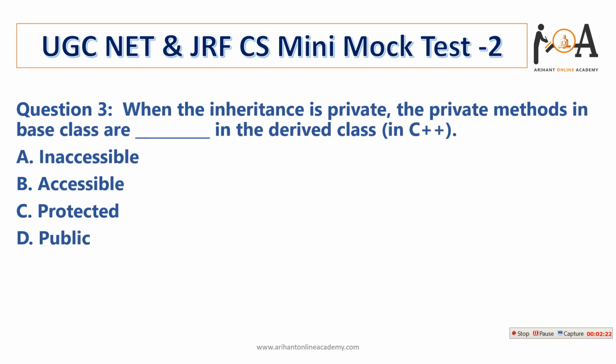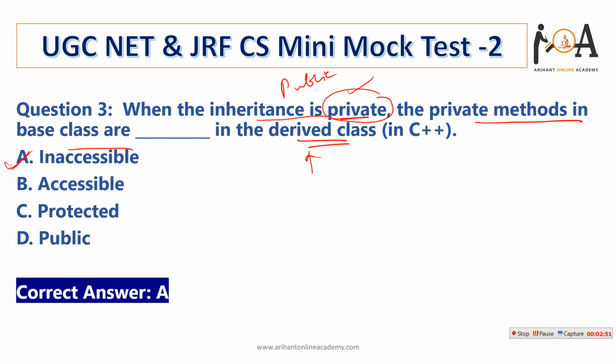The next question is, when the inheritance is private, the private methods in the base class are. So if inheritance is private, then private methods are inaccessible in the derived class. If inheritance is public, then we can access the methods in the derived class as well. But if it is private, then we can't access it. So option A is the correct answer.